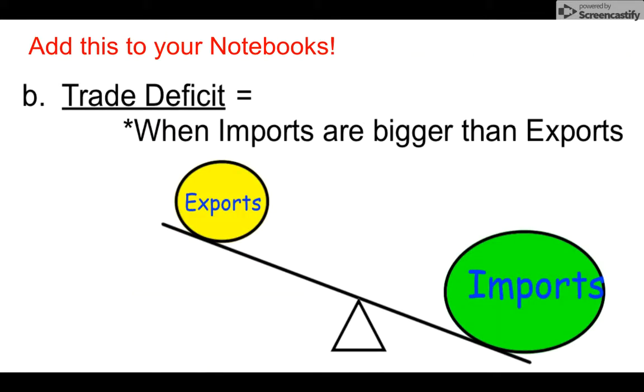A trade deficit is the exact opposite. It's when imports are bigger than exports. So the saying is we buy more from places like China versus China buying from the US. In fact, the United States is in the biggest trade deficit with China alone. Think about why. China makes most of the goods that we buy nowadays.